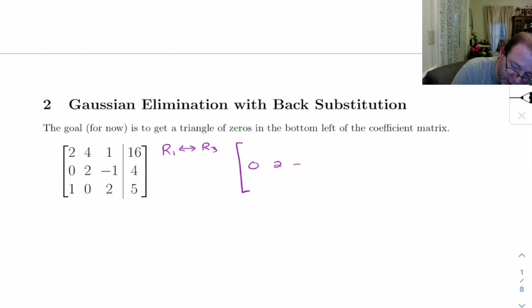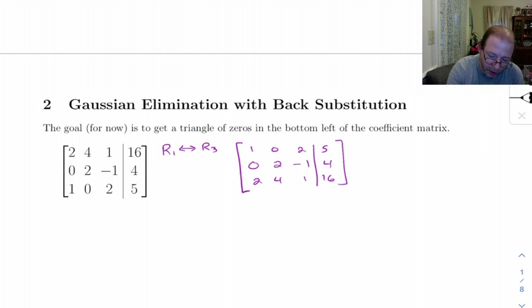So row 2 does not change. You get 1, 0, 2, 5 on top, 2, 4, 1, 16 on bottom. And this notation here where I said row 1 interchange with row 3, I'm going to want you to use this notation when you're doing this with matrices because that's really the only way I can give you partial credit. If you go through and do a bunch of operations and you get the wrong answer, if you don't tell me what you're doing, it can be really difficult for me to figure out what it was. So on tests, I'm going to require you to do this.